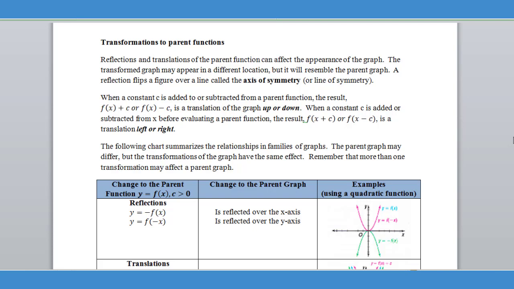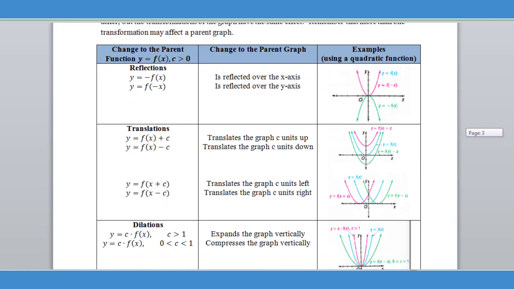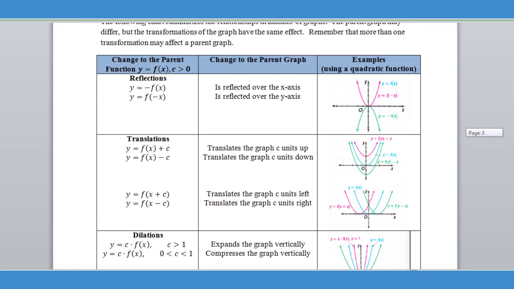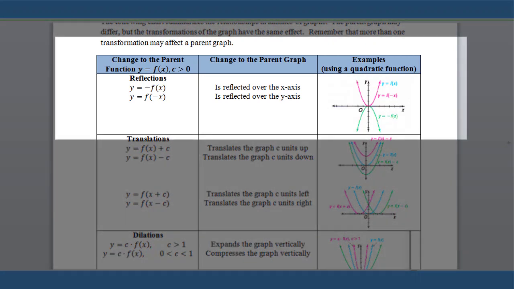And so what you see here is we've made a nice little table to summarize all these various rules. And so we'll just start with the first box here, and we're dealing with the reflections. Now you can see that if the function is y equals f of x, the reflection is going to be y equals negative the value of the function, and so that's going to flip it over the x-axis.